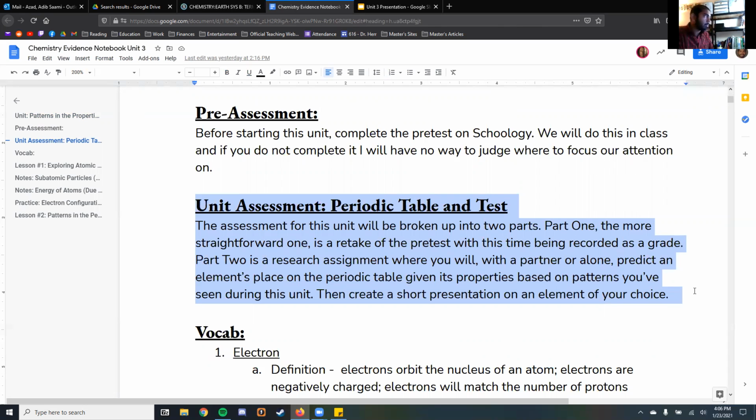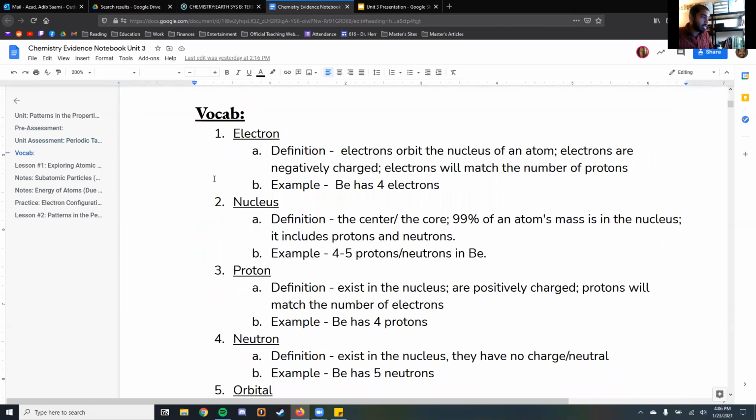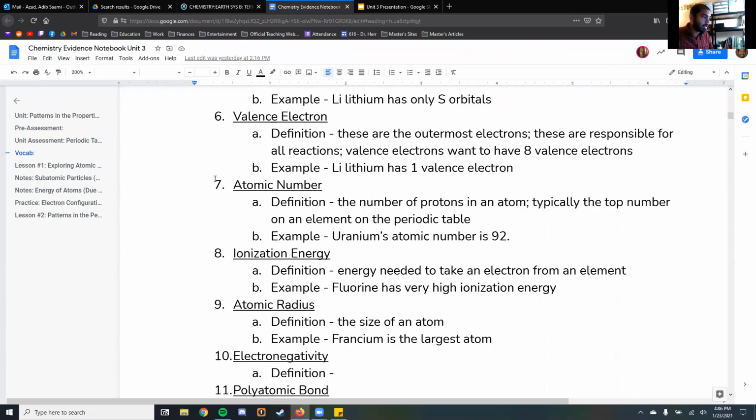There's that. Vocab, we had already gotten started on a good chunk of it, so most of it's already filled out.